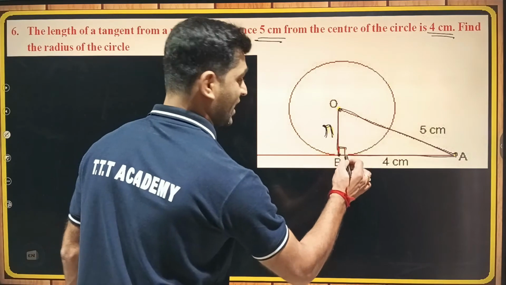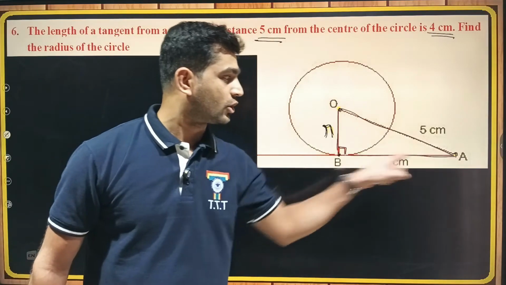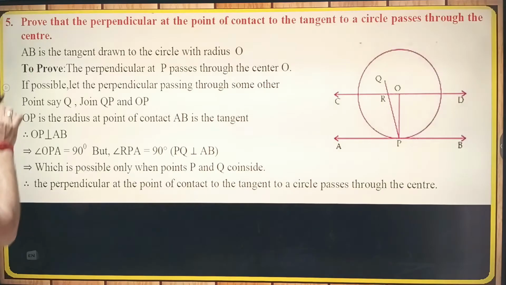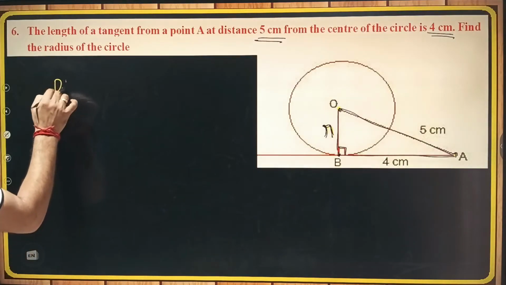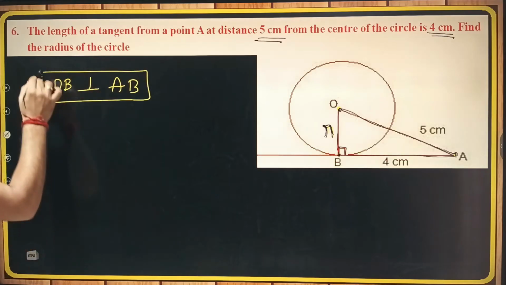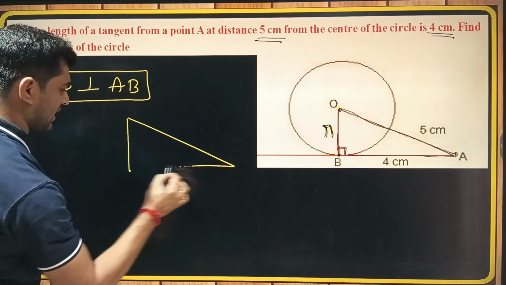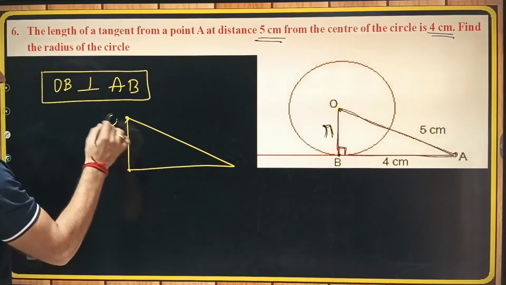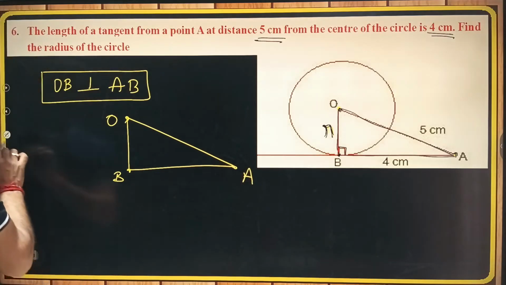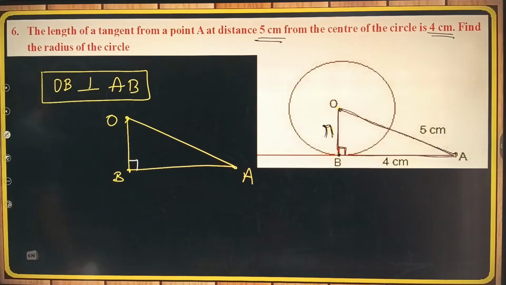According to theorem number 1, OB is perpendicular to AB. Correct? So OB is perpendicular to AB. Because of this perpendicularity, if you consider the triangle, here is point O, this is point B, and this is point A. Now here, B is 90 degree or perpendicular.